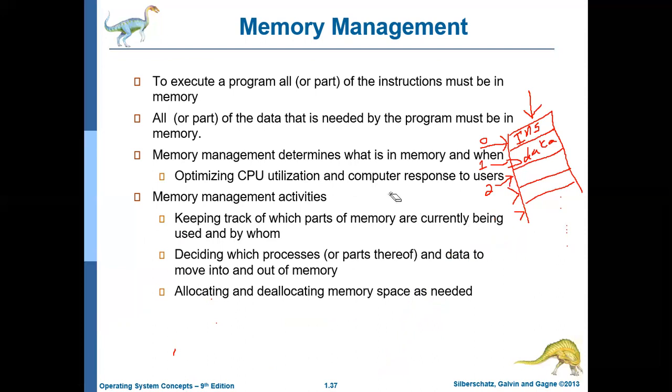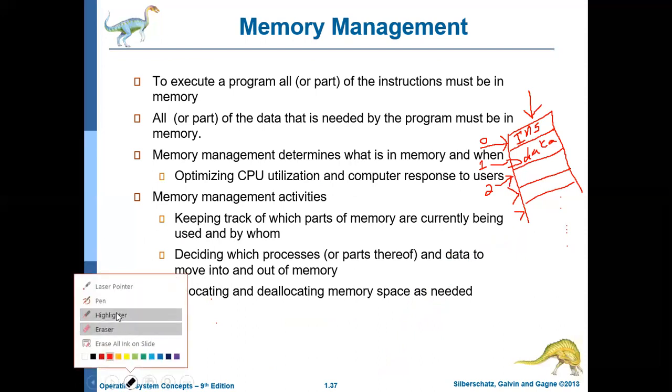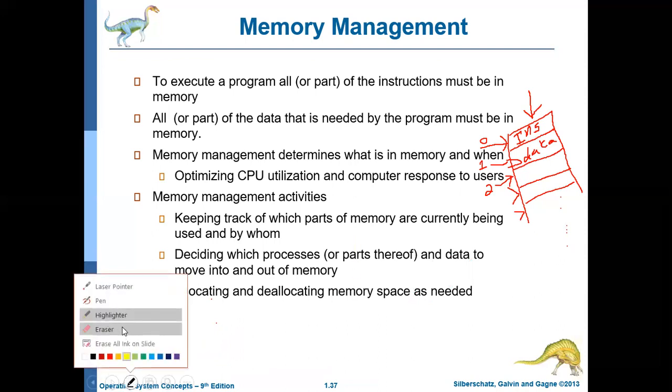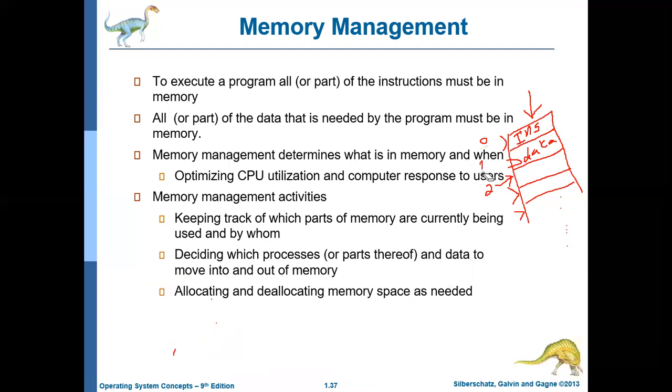CPU will not directly access the hard disk. And to improve system utilization, to improve CPU utilization and the computer's response, a general purpose computer must keep more than one process in memory. So a general purpose computer should have more than one process in memory. This is the main reason why we are going for memory management.